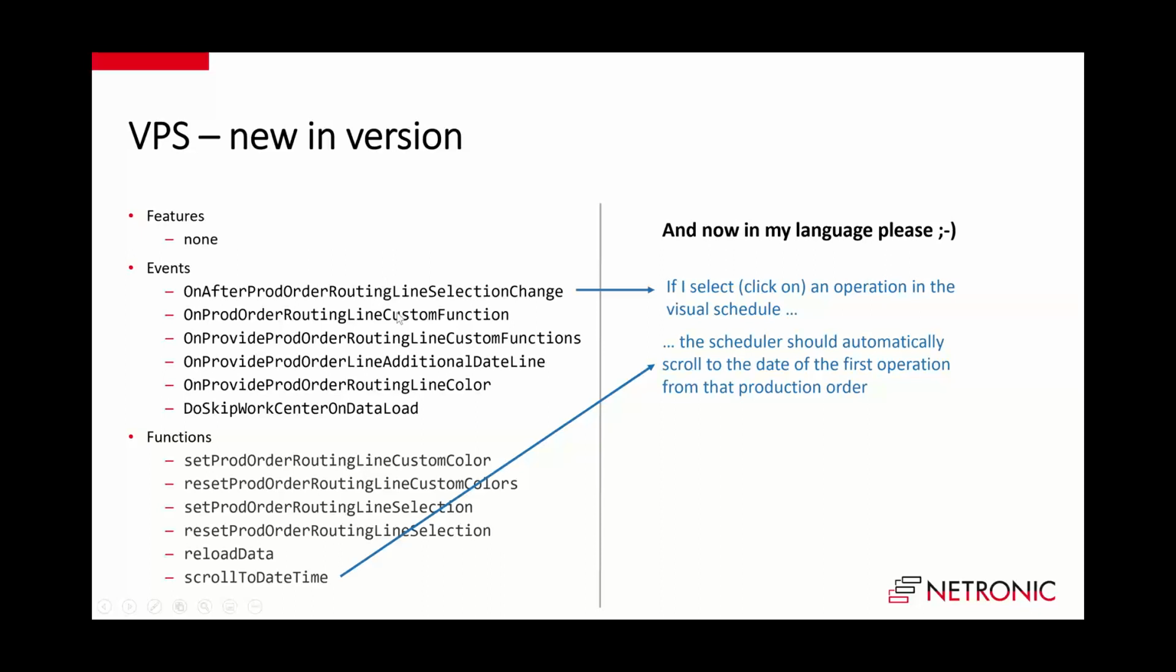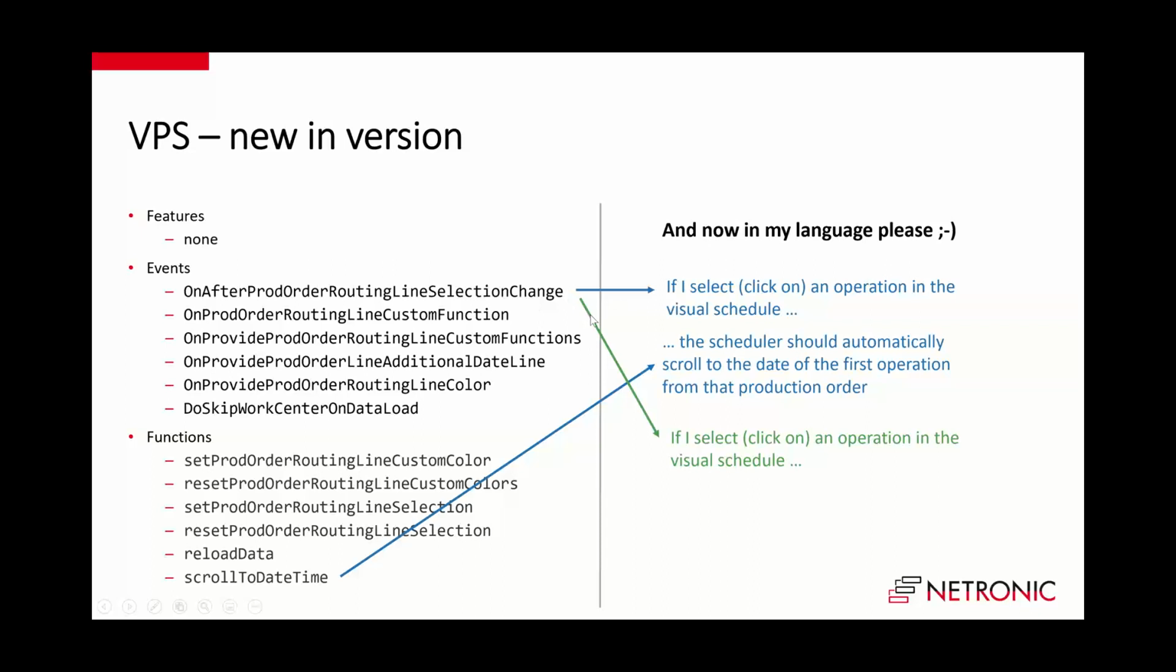This is a logic that you can implement. You can say, okay, whenever the user selects any operation in the visual schedule, then I want the scheduler to automatically scroll to the date of the first operation from that production order. This may make sense, this may not make sense, but this is possible just by subscribing to this event, making use of this function.